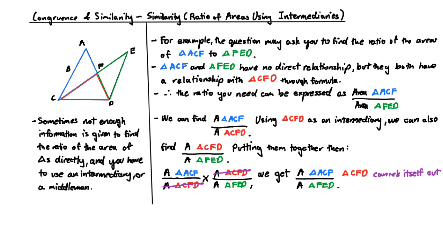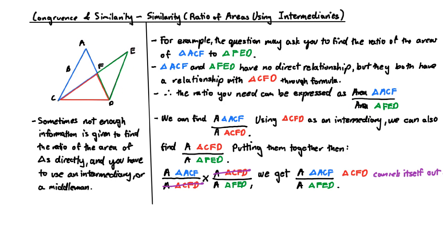So for example, in this diagram over here, the question may ask you to find the ratio of the area of ACF to FED. So these two triangles, okay? But there is no direct relationship between these two triangles. But they both have a relationship with CFD because using the formula half base height, they have the same perpendicular height, and these two, they have the same perpendicular height. Right? So what you want to find is actually area of ACF over area of FED.